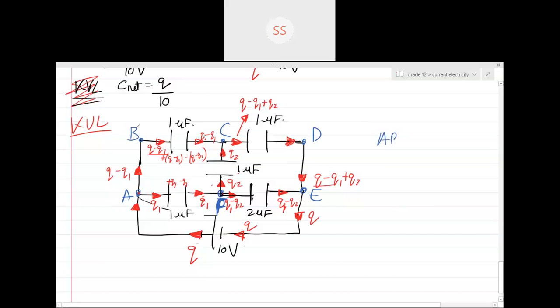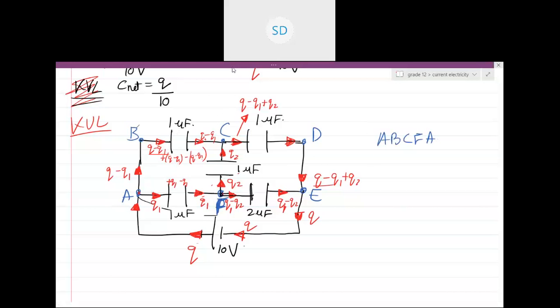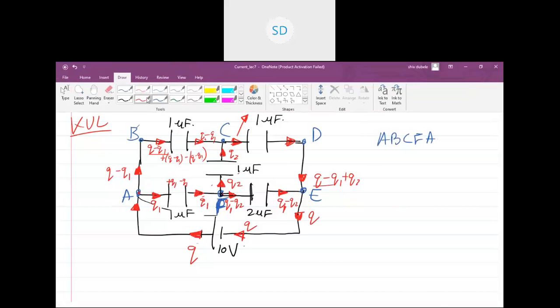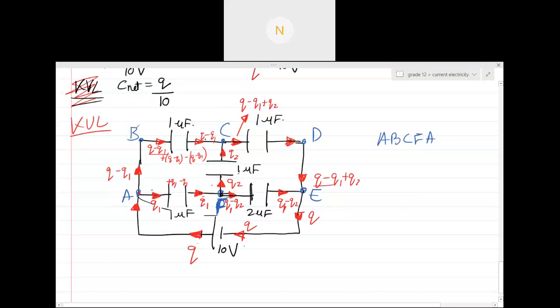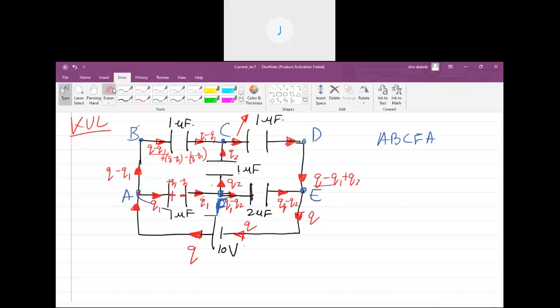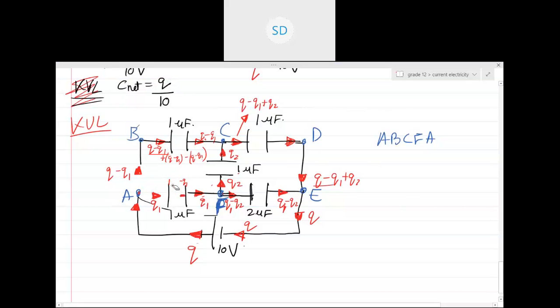Now A, B, C, F. Always remember, at least mark the charge. Mark which will be the positive plate and which will be the negative. For example, this will be the positive plate, this will be negative. You don't have to write the magnitude of the charge, but draw the direction.